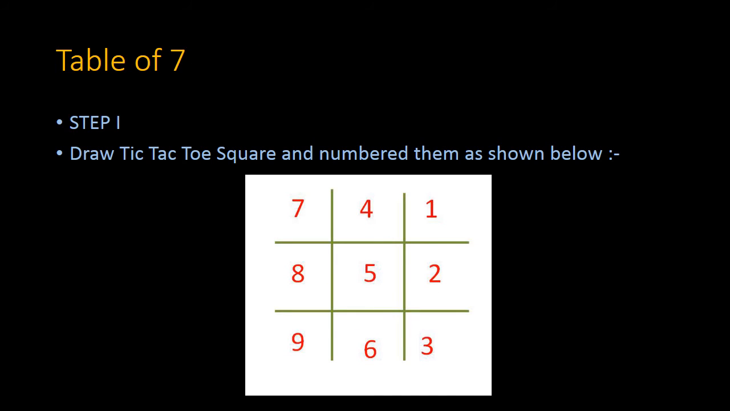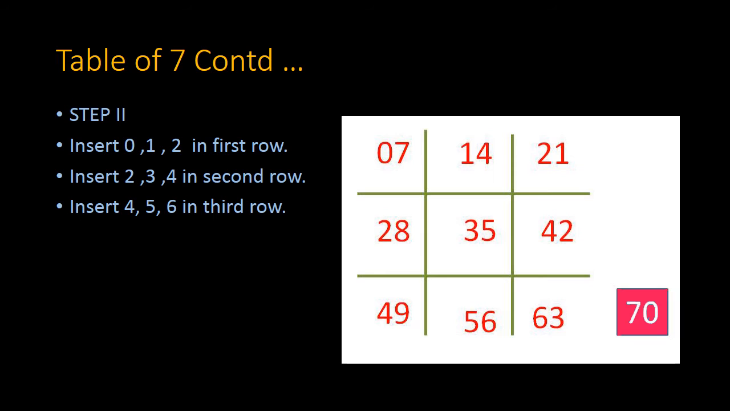Table of 7. So the tic-tac method is also very simple for the table of 7. But the placement of numbers is slightly different from what we did in table of 3 and 6. Here we start from the right uppermost corner. So we place our 1, 2, 3, 4, 5, 6, 7, 8, 9. The next step is row 1 we put 0, 1, 2. Row 2 we put 2, 3, 4. The final row 4, 5, 6. And in the square outside the tic-tac, with the 0, we put the next number after 6, that is 7. And we have the table of 7 till 7 times 10. So in this method also you can continue in a similar fashion.